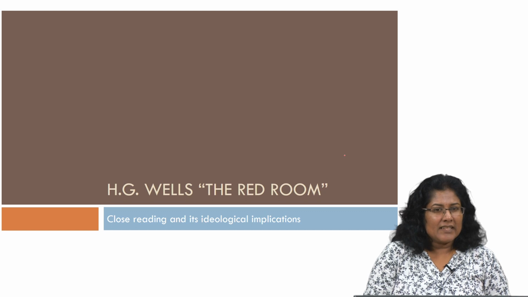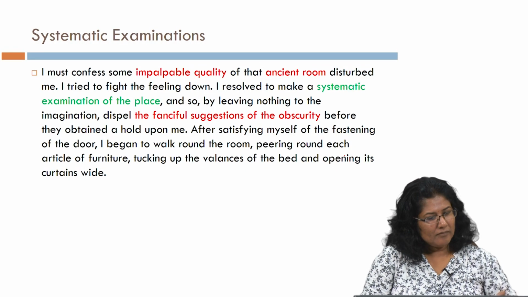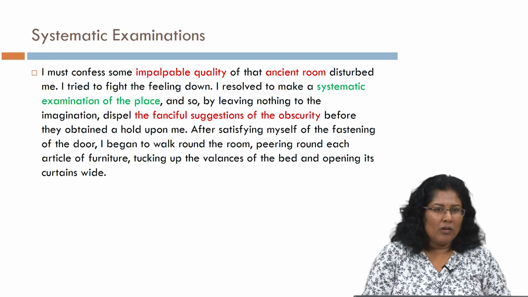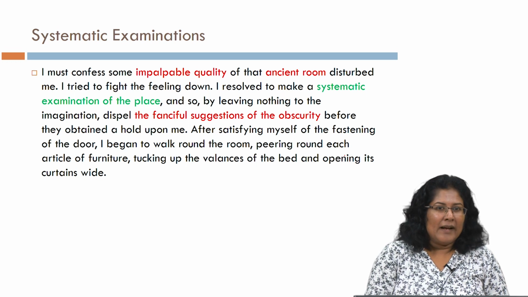Now, in this part of the lecture, I want to go back to the second half of the Red Room and continue with the close reading and its attendant ideological implications. If you remember the earlier lecture on H.G. Wells's The Red Room, we saw that the young narrator, who is 28 years old, has come into the Red Room and he doesn't like it very much.